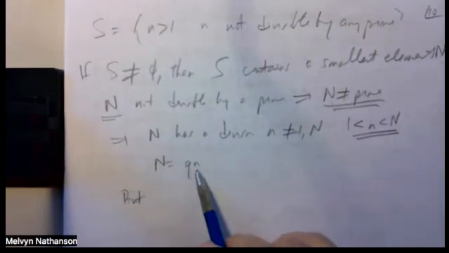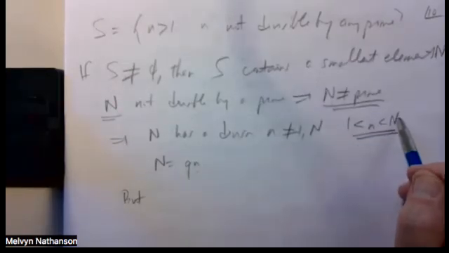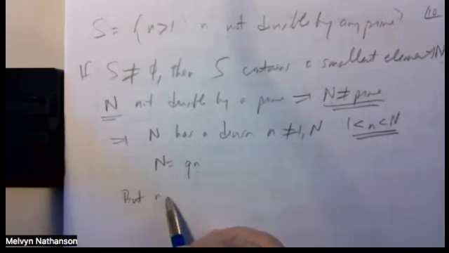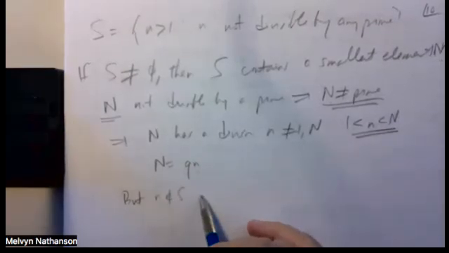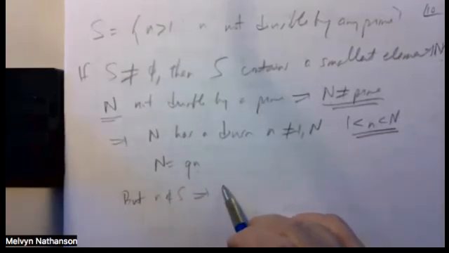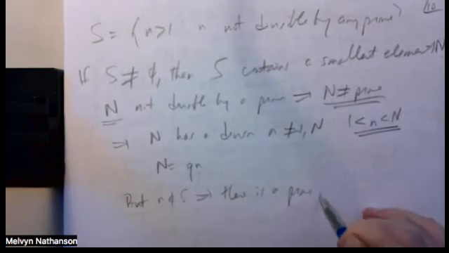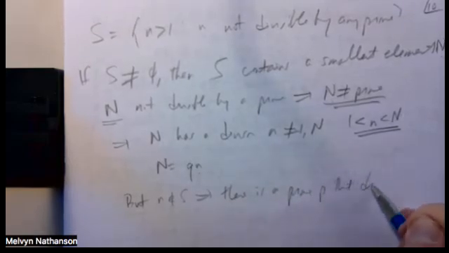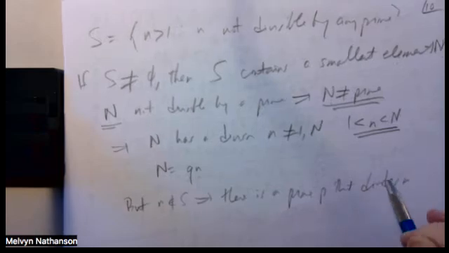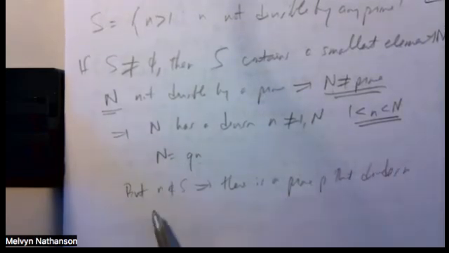And N is Q times little n. But little n is less than capital N, and capital N was the smallest number not in S. So little n is not in S, which means there is a prime P that divides n. n is divisible by a prime.